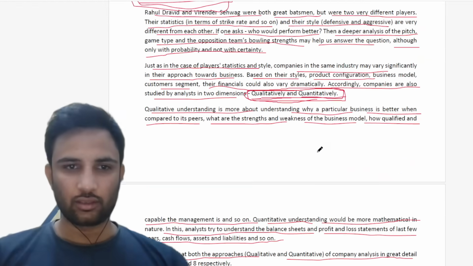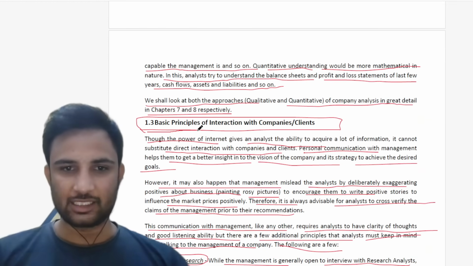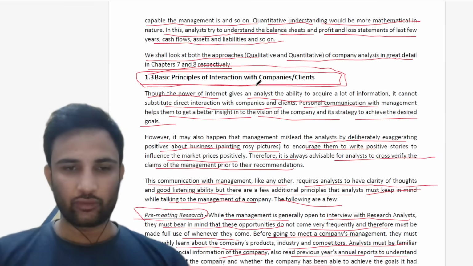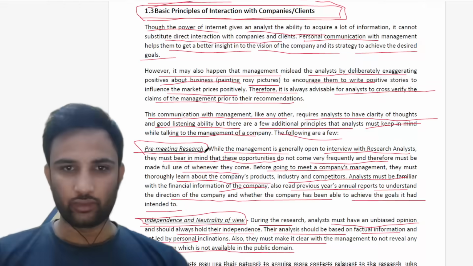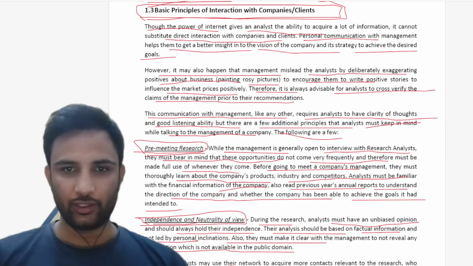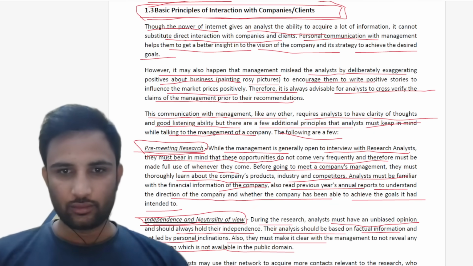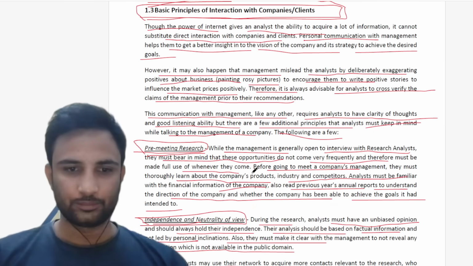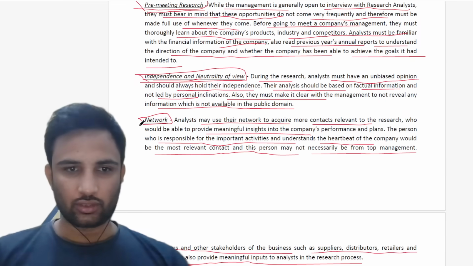So this was the basic principles of interaction with companies and clients. First, we learned what the basic principles of interaction with companies and clients are. First one was pre-meeting research. Then we have independence and neutrality of view. The third one was network.